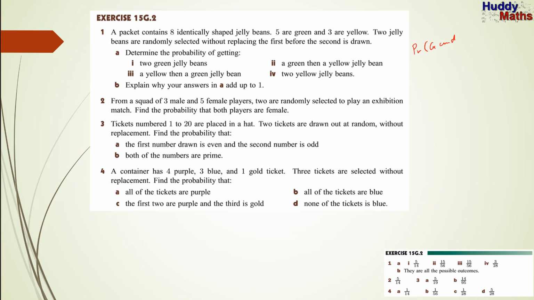Hang on, I don't like the way that does that. Green and a green. All right, so that's the probability of a green, and given that you've got a green first, so we can abbreviate it a bit, the probability of a green times the probability of a green given green, right, something like that, and fill it in.